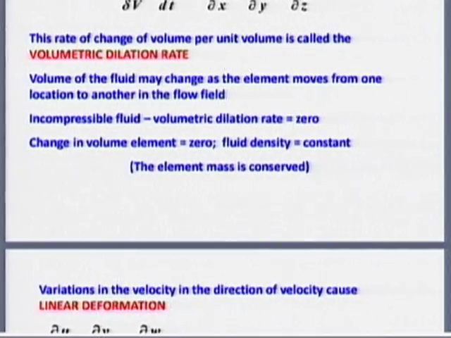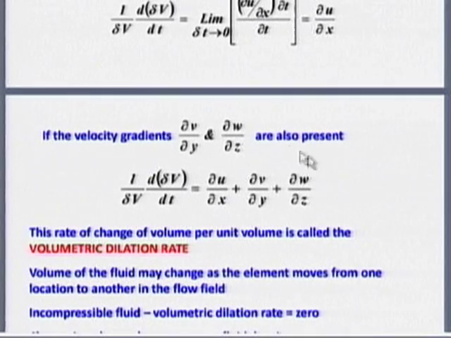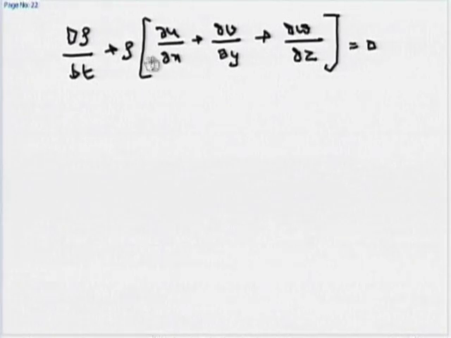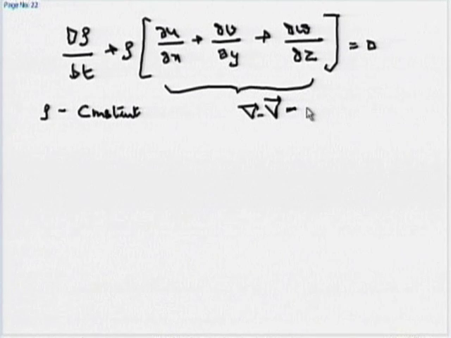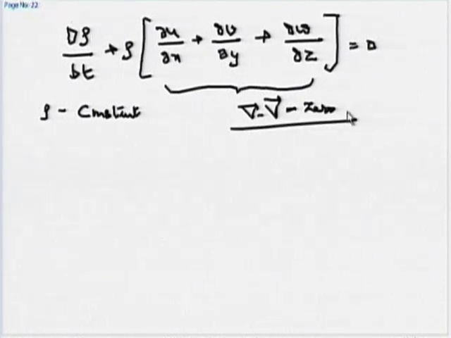What I am trying to say here is that we said the volumetric dilation rate, that is del u by del x plus del v by del y plus del w by del z, is equal to 0. That means net change in the volume is 0. So, when can this occur? Physically, when the density is constant. When the density is varying, there will be change in the volume. That is what has been restated in this equation. If the density is constant, my del dot v would be equal to 0. This is what we will be using for the continuity equation.